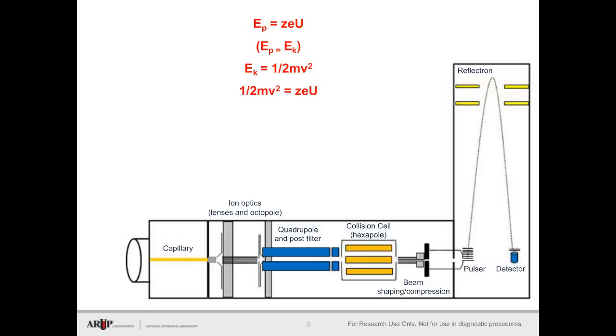The time of flight equals a constant times the square root of the mass over charge, or simply put, the heavier the ion, the longer the flight time. The instrument is calibrated with a range of masses, and the unknowns being analyzed are compared to this calibration curve. Based on their time of flight, the mass can be determined.